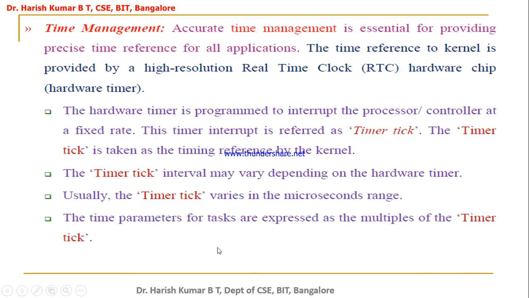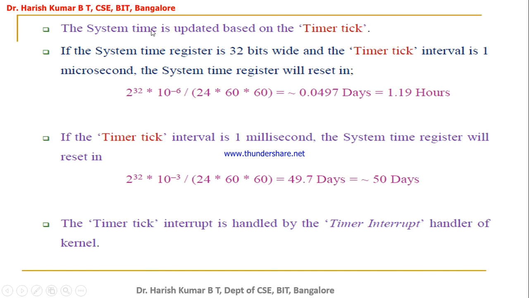I have an example here. Say the system time is updated based on the timer tick. All of you know the system time shown at the bottom right corner. I want this system time to be updated based on the timer tick. Say the system timer is a 32-bit wide register, and the timer tick interval is 1 microsecond. Now the system register will reset in approximately 1.19 hours.